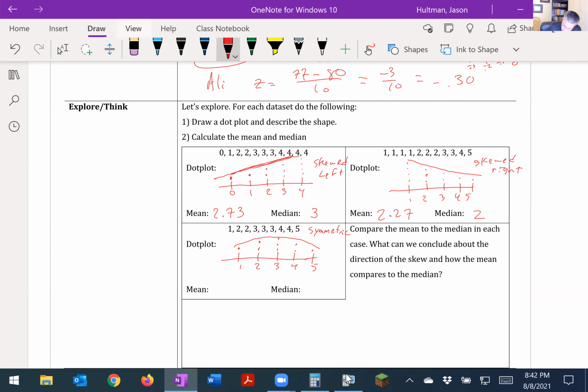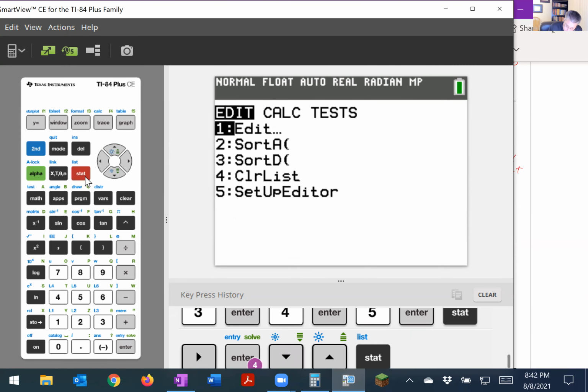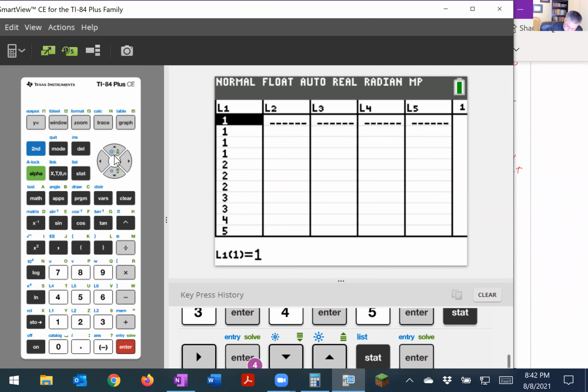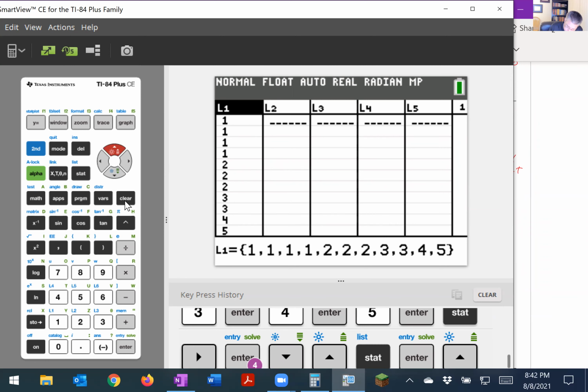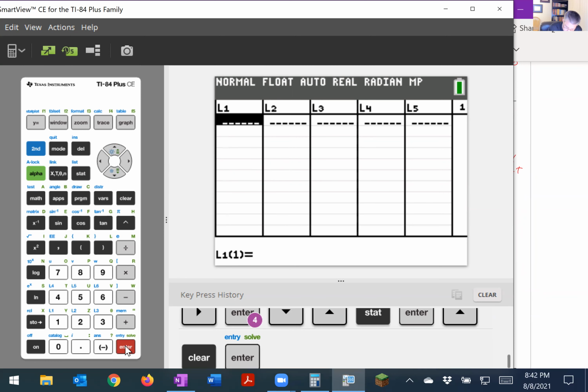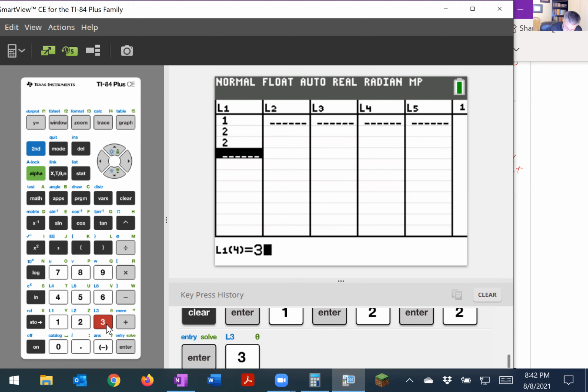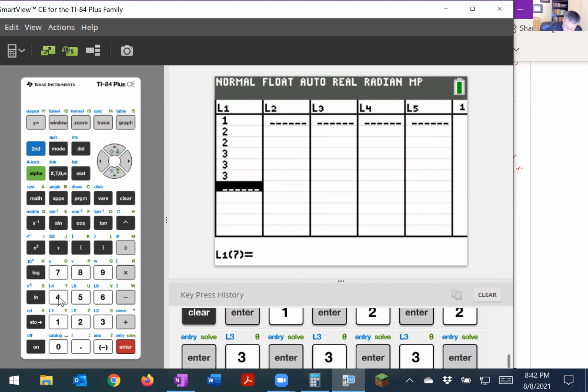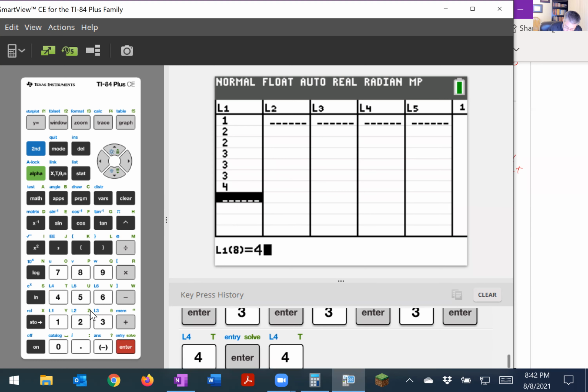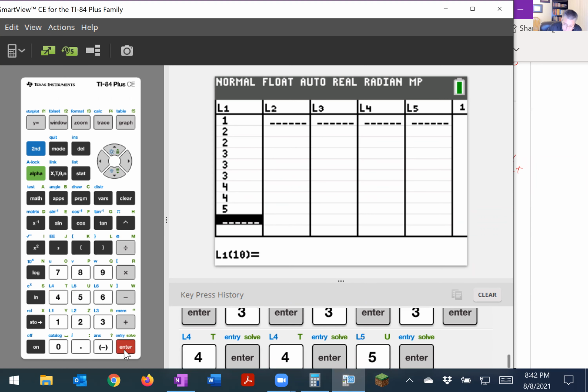What about this one? The next one, I think I know what the pattern is on that one. Stat, edit. Let's go up here and clear this. Clear, enter. And we're going to start with 1, and then 2 twos, and then 3 threes, and then 2 fours, and 1 five. Okay, so I think that's good on that one.